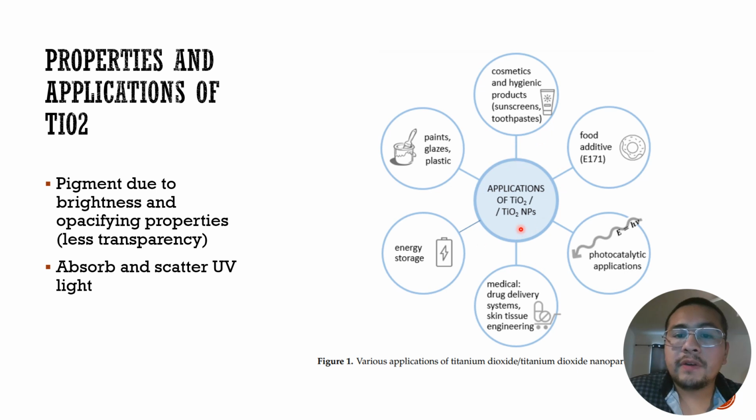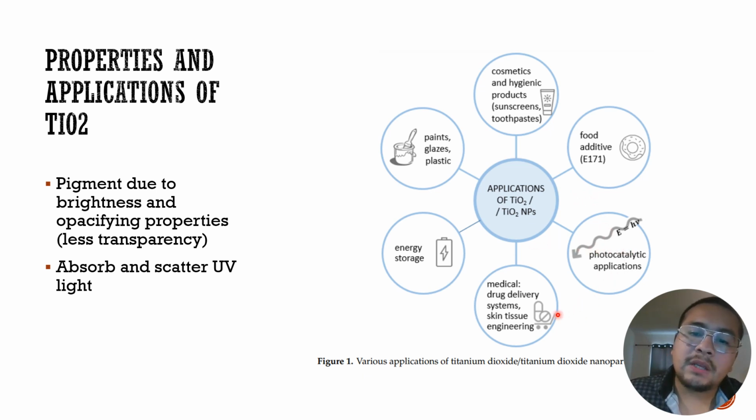Now let's look over here, okay? So applications of titanium dioxide nanoparticles: they're used in cosmetics and hygienic products such as sunscreens and toothpaste. We talked already about how they scatter or absorb UV light, so that's why industries use it in their sunscreens. They're also used in foods as food additive E171. So if you see something that contains E171, you should immediately know that it contains titanium dioxide nanoparticles.